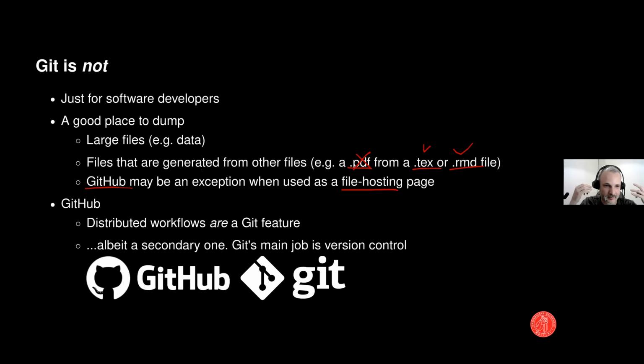GitHub basically focuses on the distributed workflow feature of Git, but that's a secondary thing. The main job of Git is to do version control, collaborating on software, collaborating on files, whatever the purpose. That's where GitHub shines.